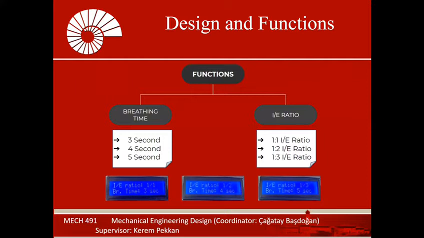Our system has 2 main functions. These functions are breathing time and IE ratio. Both of these functions can be adjusted using potentiometers, and the currently used mode can be displayed on the LCD screen. Breathing time: a normal person breathes 12 to 20 times per minute, so breathing time cycles are 3, 4, and 5. IE ratio: the IE ratio denotes the proportion of each breath cycle devoted to inspiration and expiration phases. We have 1:1, 1:2, and 1:3 IE ratios. So we can operate the device with 9 different functions.